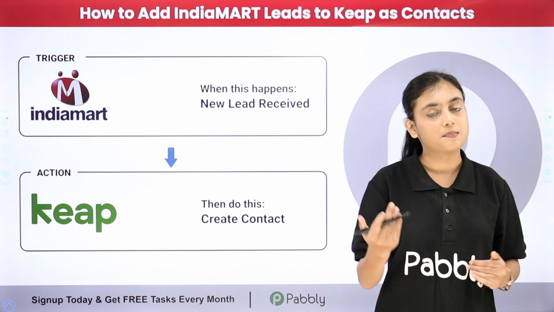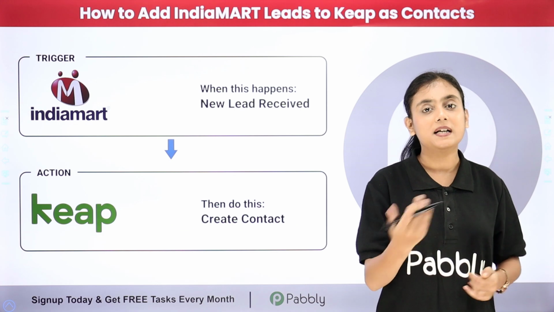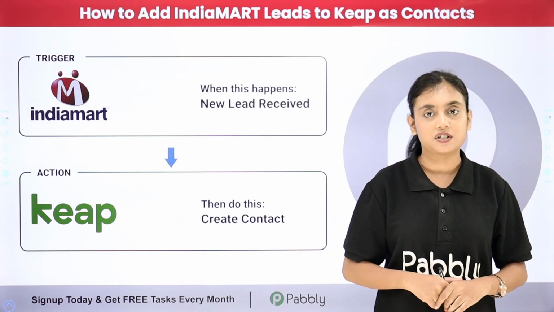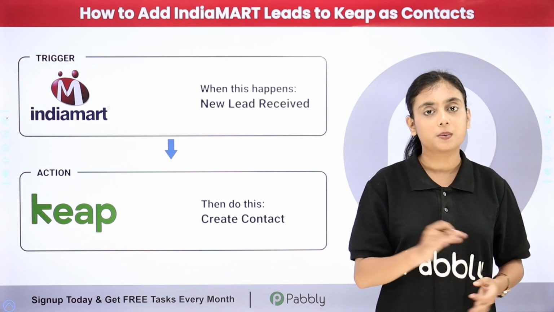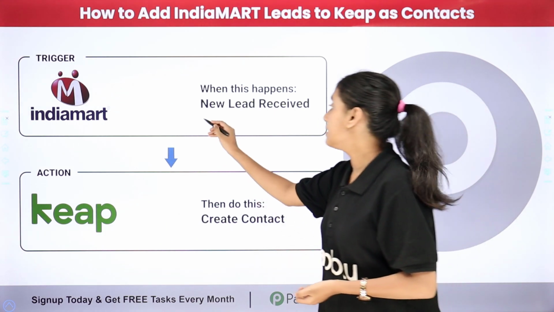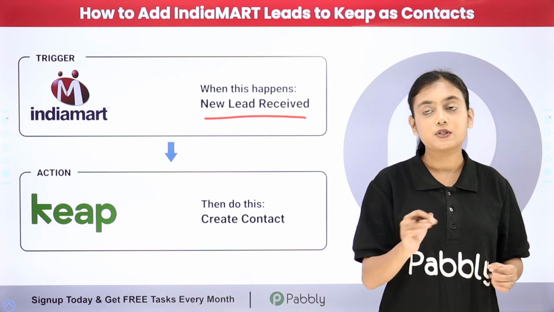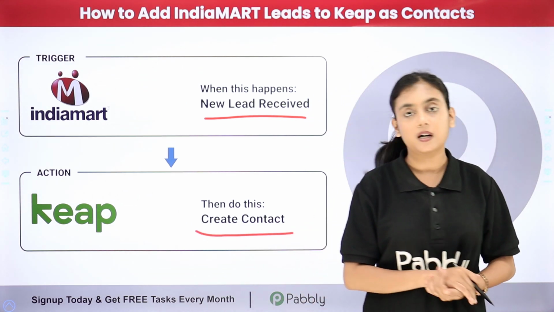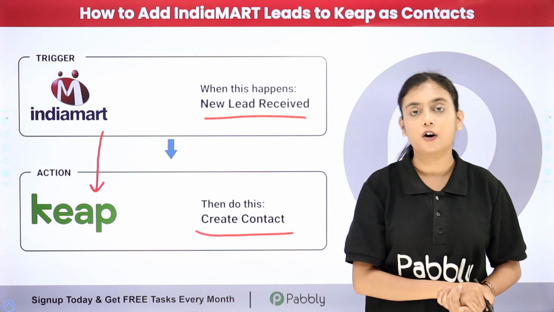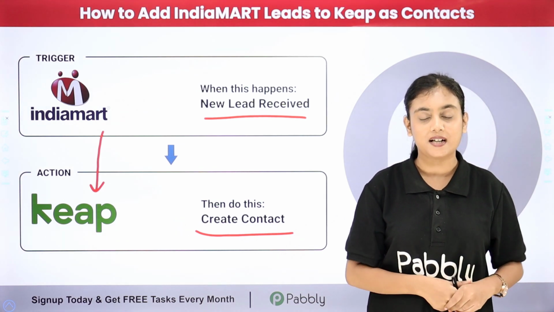And if I do this manually, it is going to take me a lot of time. So what I did was, I simply created an automation using Pabbly Connect, which is an amazing automation and integration software. So in this automation, what we're going to learn is that whenever a new lead is generated by any of my potential customers or clients with the help of IndiaMART, automatically that lead is going to be created as a contact in my Keap account. And for that, we're going to create an automation between IndiaMART and Keap with the help of Pabbly Connect. So if you want to learn about this amazing automation, then let me take you all to my screen.